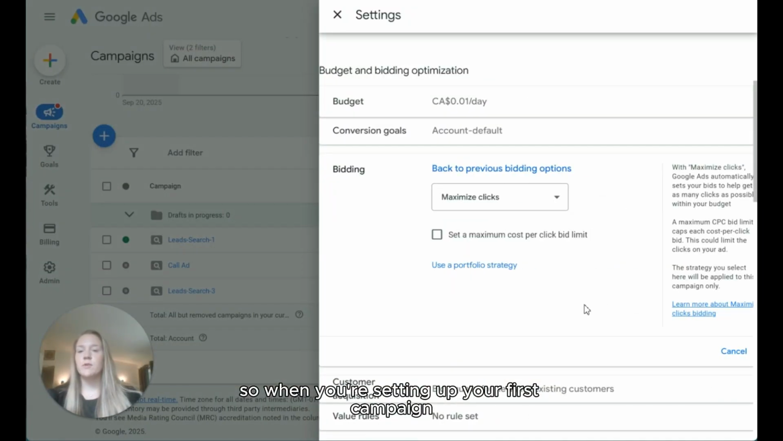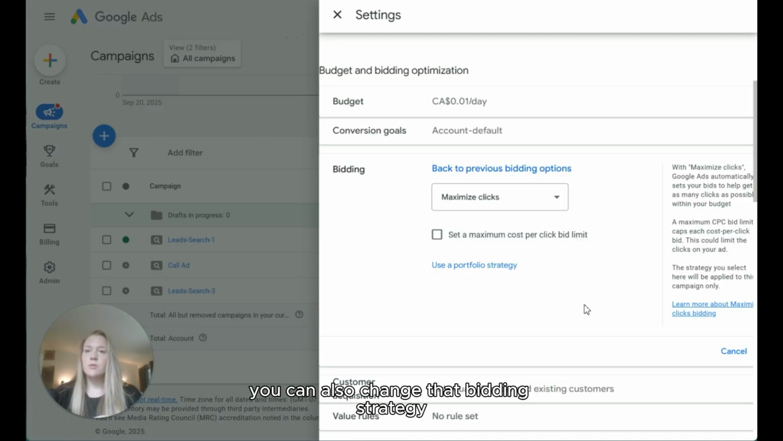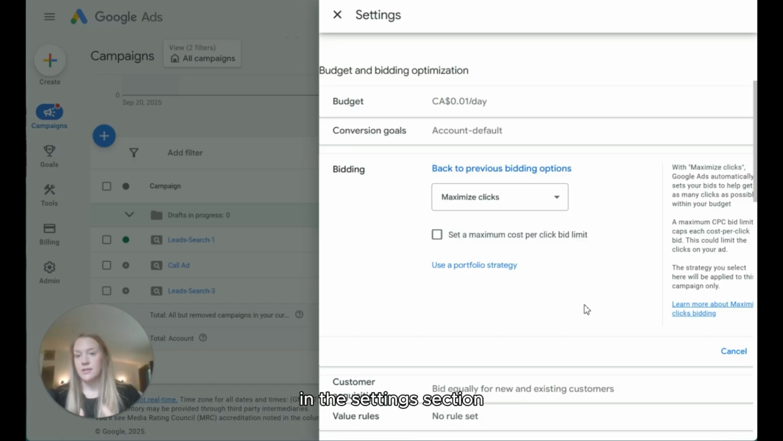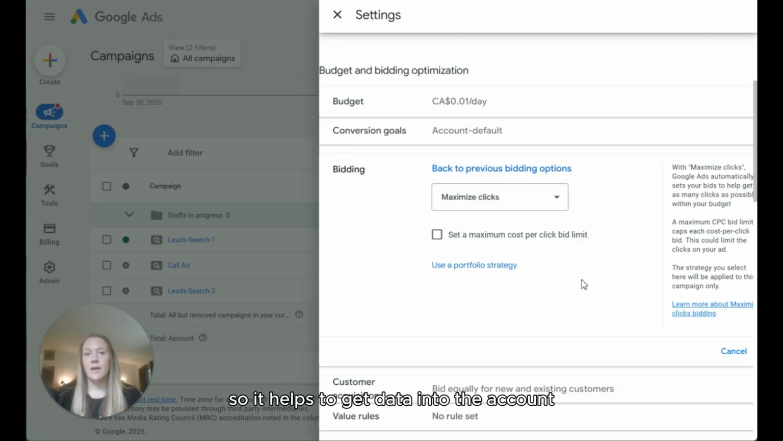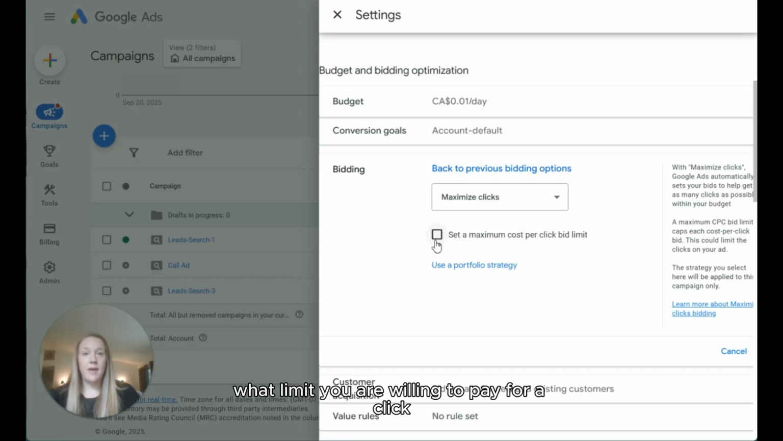When you're setting up your first campaign, you're prompted pretty early on to choose your bidding strategy. You can also change that bidding strategy once the campaign has started in the settings section. So that's where we are currently. First up is maximize clicks. As Google shows on the side here, that will allow you to get the most amount of clicks possible with your daily budget. So it helps to get data into the account to help start optimizing the campaigns. And you can set a max cost per click limit, so you can tell Google what limit you are willing to pay for a click.